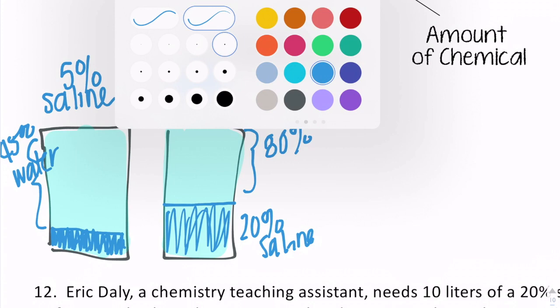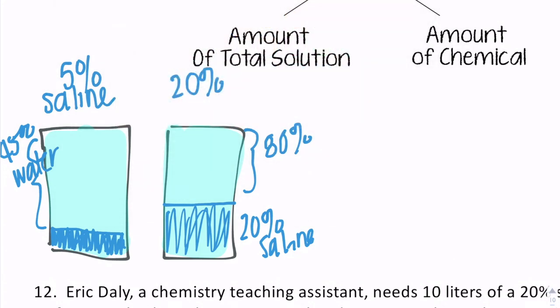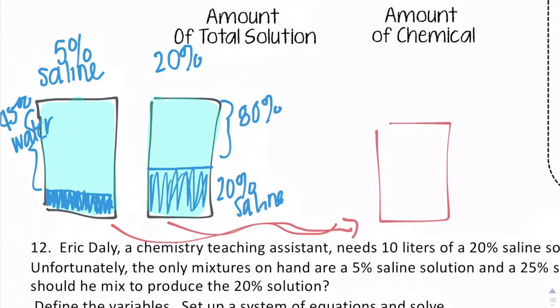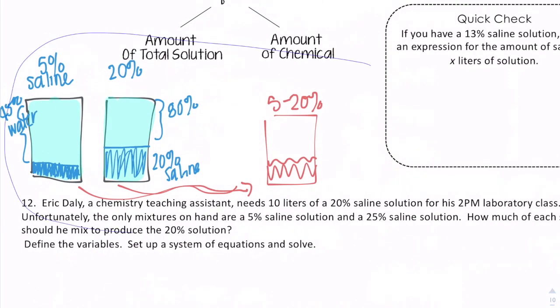If you were to mix these two solutions together, you would probably get something, depends on how much you mix, and that's what we're going to be talking about. But if you were to mix these two together, your new solution would have somewhere between 5 and 20% saline, okay? Because when you mix them together, you get something that ends up kind of in the middle of that, okay? And that's what we're really going to be talking about here.